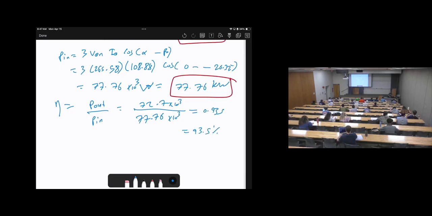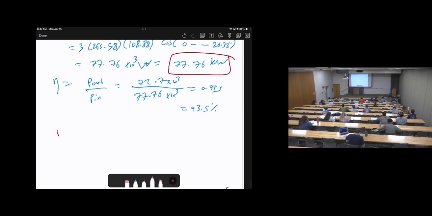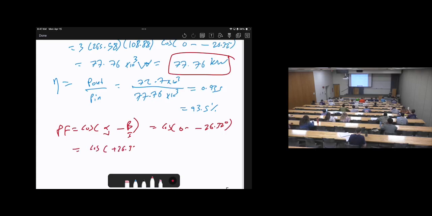That's the efficiency. Now the last thing is to calculate the power factor. The power factor is the cosine of the angle of the voltage minus the angle of the current. So cosine of 0 minus negative 26.32 degrees, which is cosine of positive 26.32 degrees. And since it is positive, it is a lagging power factor. The cosine of 26.32 is 0.896. Okay?